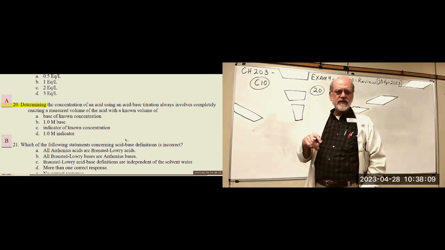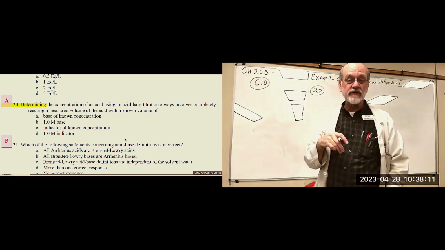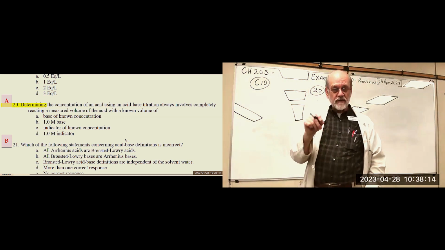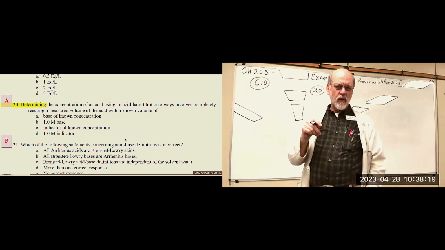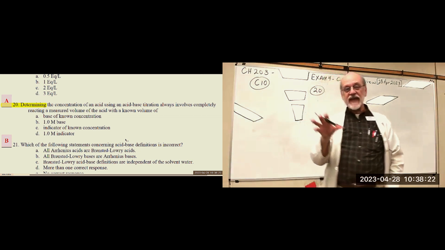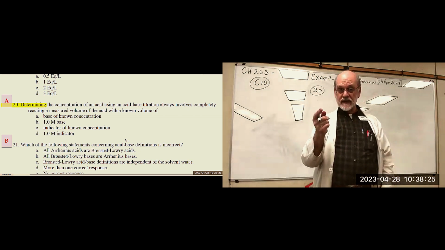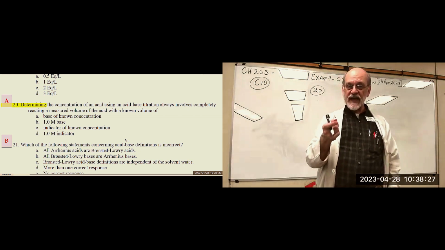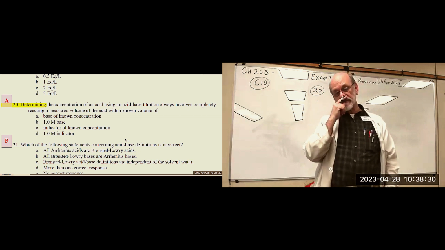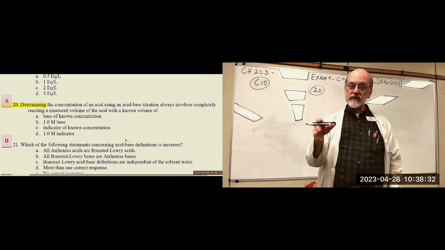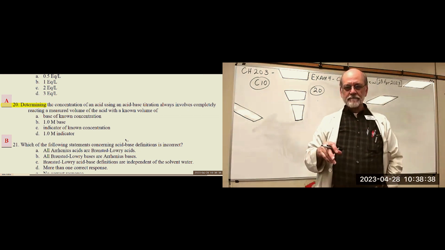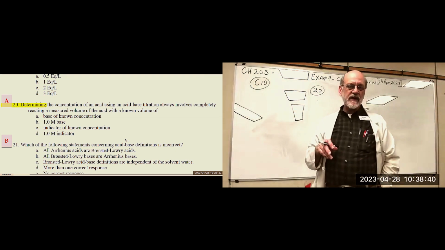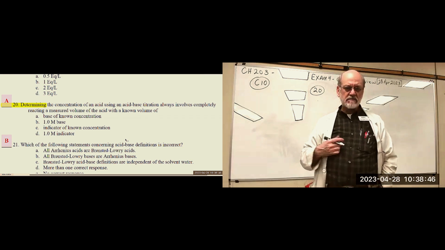That's the whole point of a buffer. Determining the concentration of an acid using an acid-base titration always involves completely reacting a measured volume of an acid with a known volume of, well, I wouldn't say always, but if the case is a measured volume of acid with a known volume, well, that's true. One of them could be a known concentration and the other one could be the unknown, whichever one. A base of known concentration. That's a good answer.